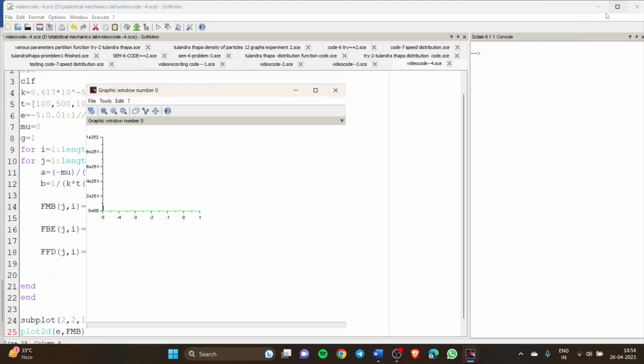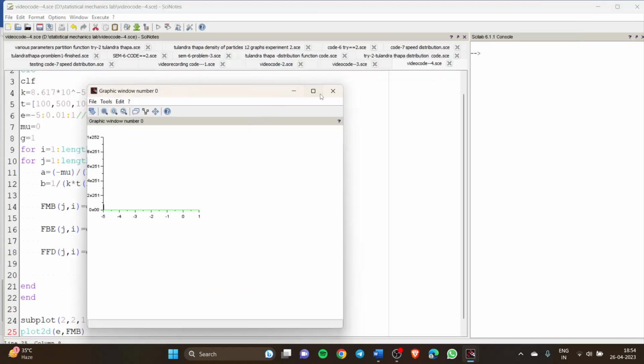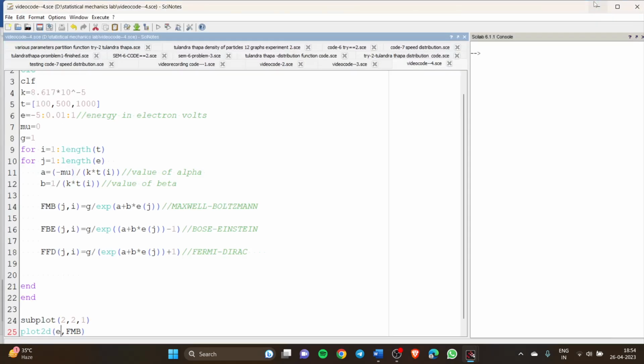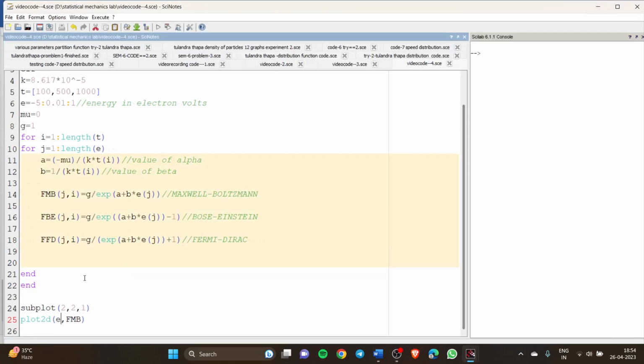So it's not showing the correct graph because I have not replotted it. We can see we have to replot, this is for Fermi Dirac or this is for Maxwell Boltzmann. So we can put a replot. Replot is for replotting the graph. Use brackets and then a square bracket inside it to replot.